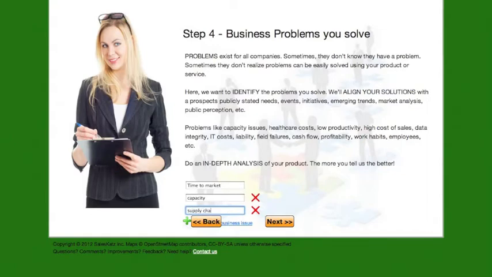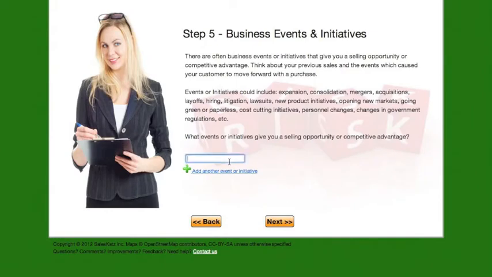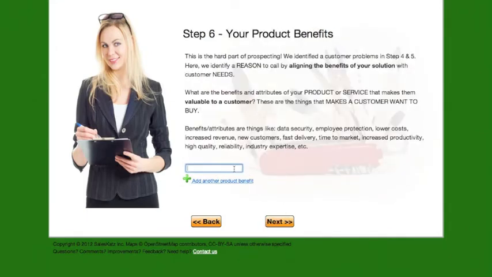We also look for business initiatives or events that would give us some selling opportunities as well. In this case, we're going to say acquisitions mean something to us. It could also be such things as green initiatives.